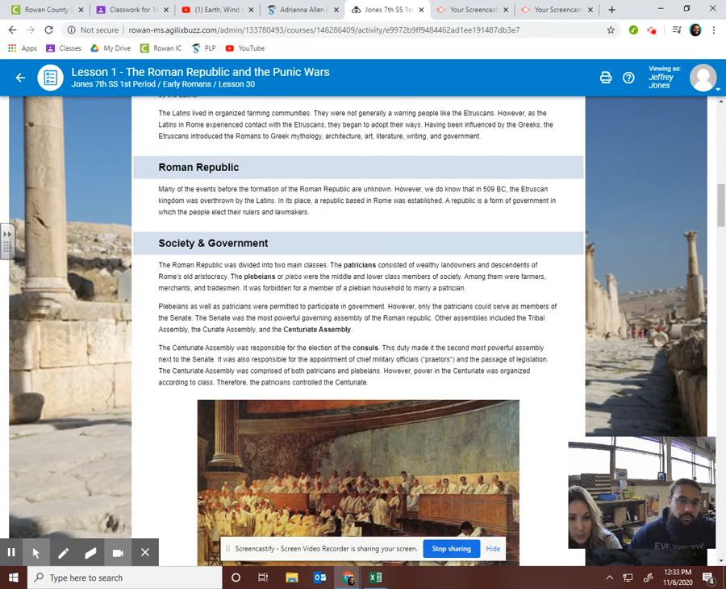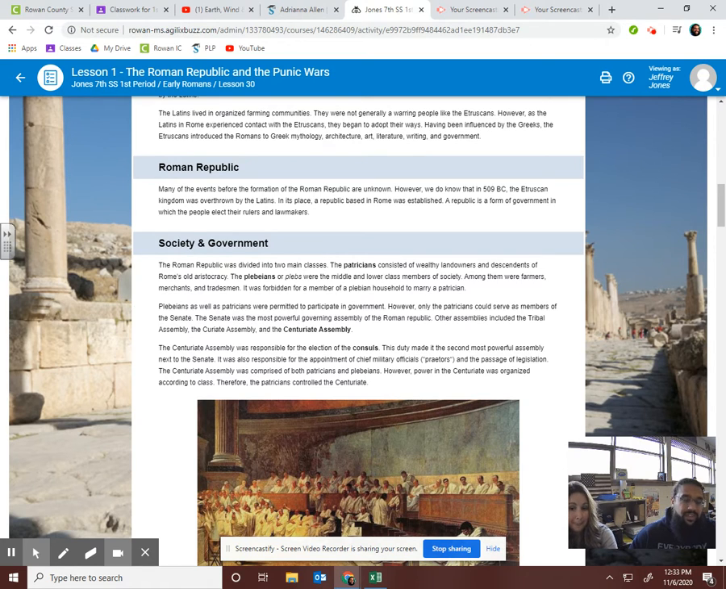So plebeians as well as patricians were permitted to participate in government. However, only the patricians could serve as members of the Senate. The Senate was the most powerful governing assembly in the Roman Republic. Other assemblies include the Tribal Assembly, the Centuriate Assembly, and the Curiate Assembly. So understand that, once again, the lower class, which is the majority of the people, are having very little say here. They do have the Tribal Assembly, which they can participate in. But as far as consuls, as far as the Senate, all of those positions were going to your upper class.